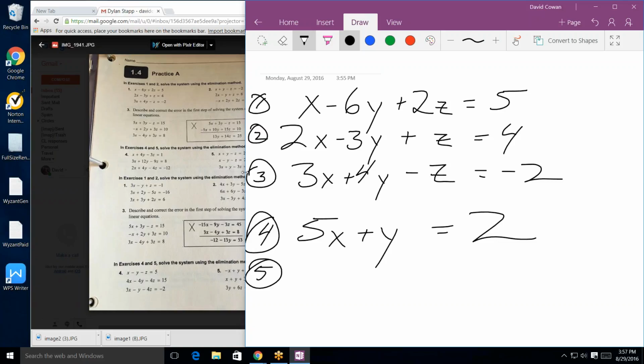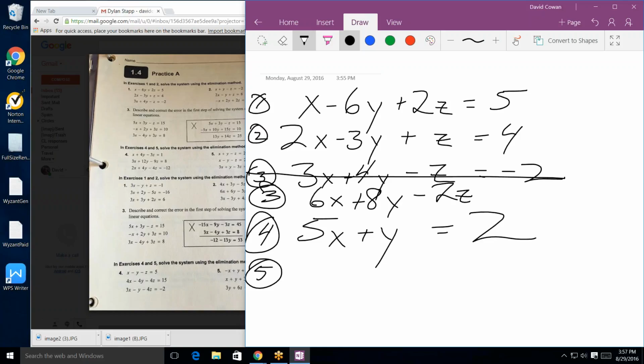1 and 3. Give me a new 3. We're multiplying 3 by 2, not 1. So it's 6x plus 8y minus 2z equals minus 4. Now we're adding 1 and 3. What do you get? 7x plus 2y equals 1. Now, look what you have.